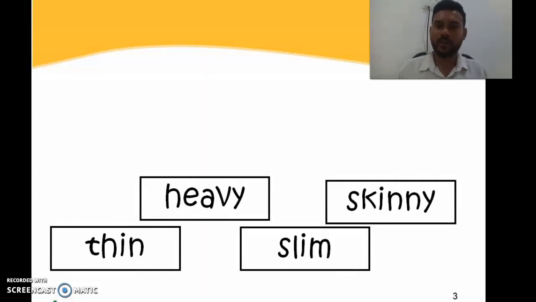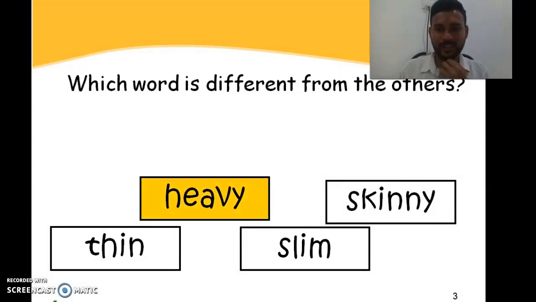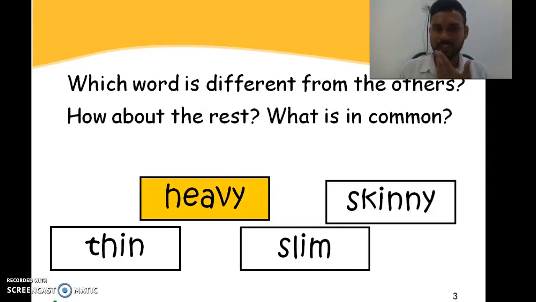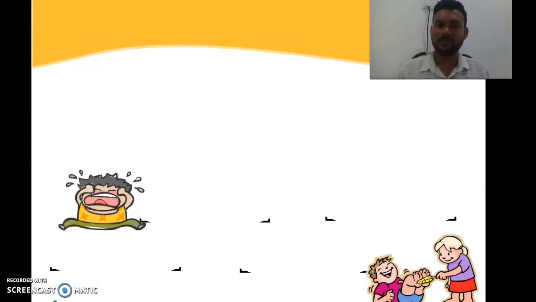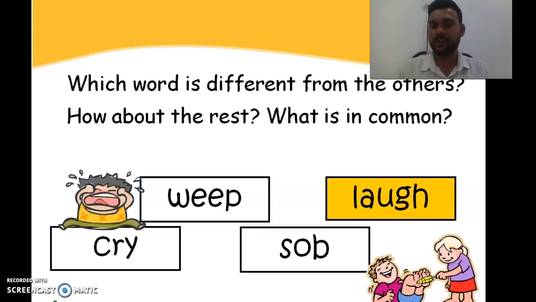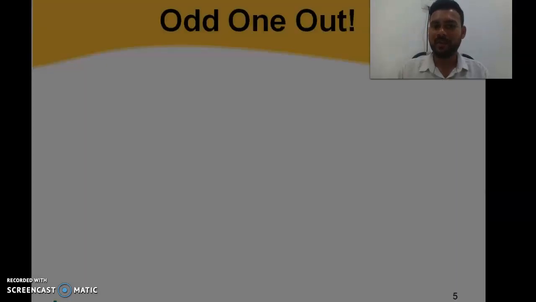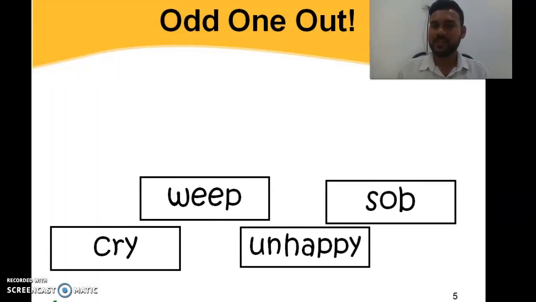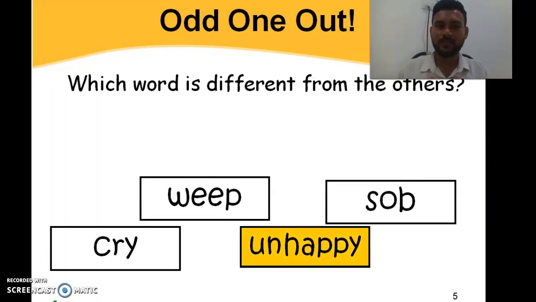One more. The 4 words: heavy, skinny, thin, slim. The word heavy looks different from the other 3 words. The rest 3 are in one line. Then 4 more words: weep, laugh, cry, sob. The word laugh is different. The other 3 words are common. That is called odd one out, of course.